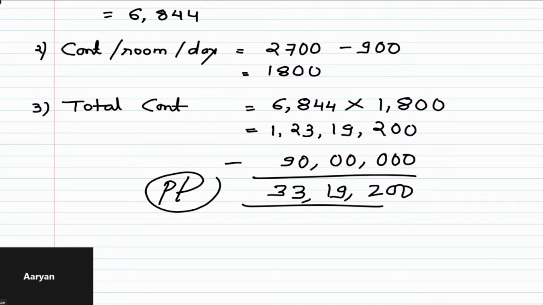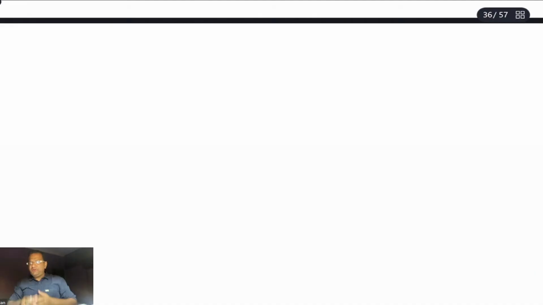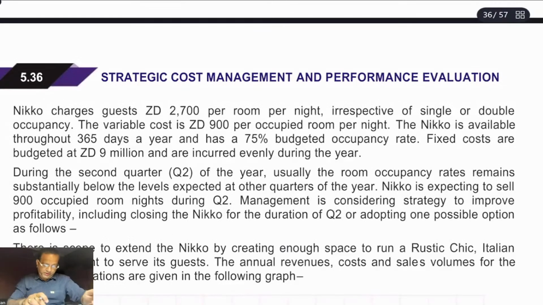So where are the options given in the question? Where are they given? So look, beta, it is clearly given in the question. What are the options available with us to increase the current profit? And the options are given here.